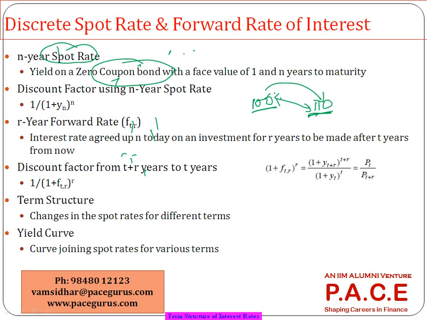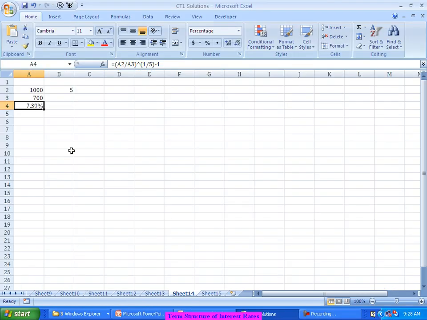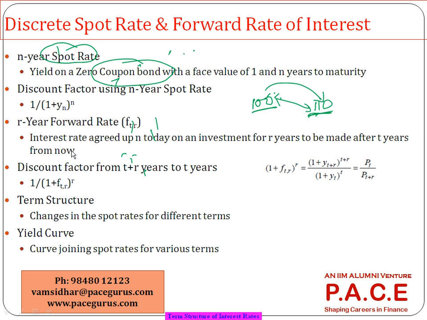So that's how we define the n-year spot rate. Any kind of return that is obtainable on an n-year maturing zero coupon bond with a face value equal to 1. Because if the face value was equal to 1,000, then we are talking about paying 700. But if the face value was equal to 1, we are talking about whatever is the rate that is associated. So around 7.39% is the rate that has to be earned on that zero coupon bond.